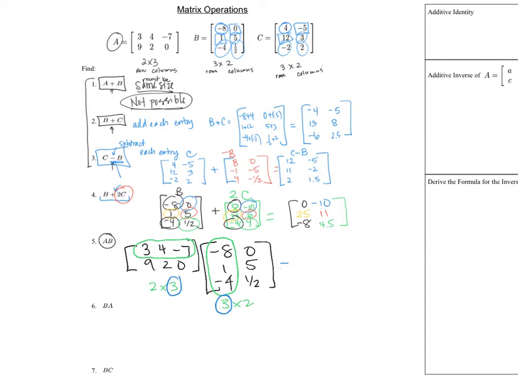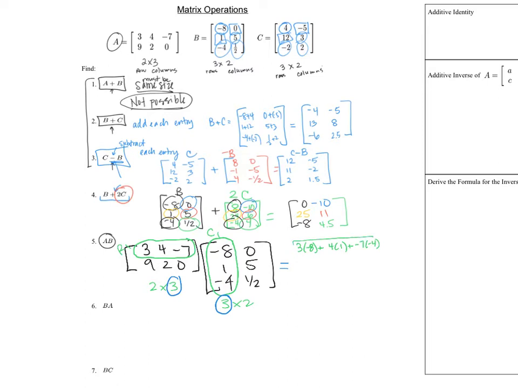And so what ends up happening is you take those and multiply like 3 times -8, and you're going to do 4 times 1, and you're going to do -7 times that -4, but you're going to add those up, and that's going to be your first entry. So we took row 1, column 1, and that's going to be our first entry right here.